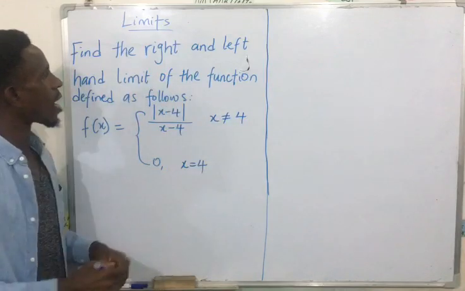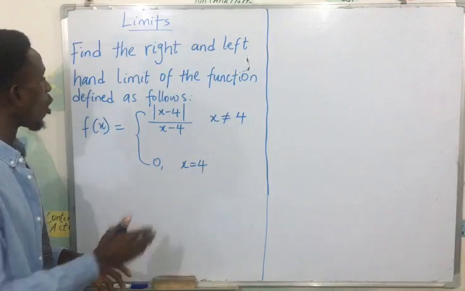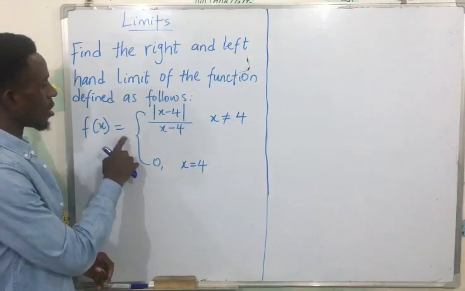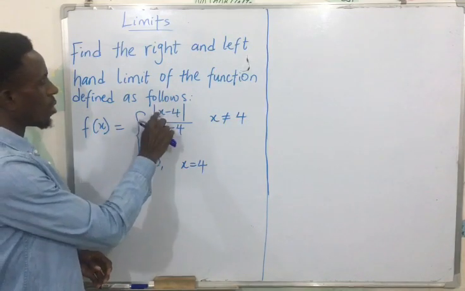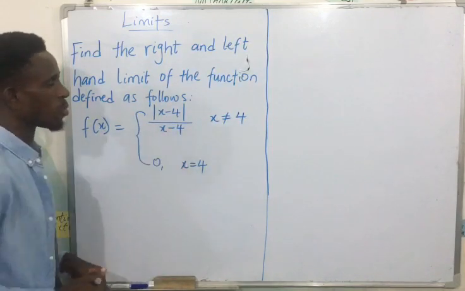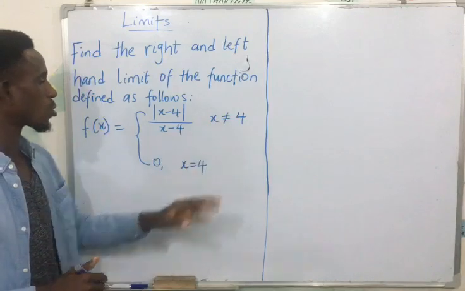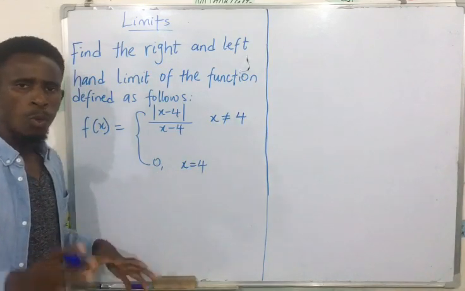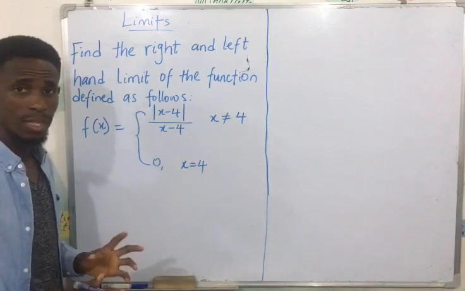Find the right and left hand limit of the function defined as follows. f of x is equal to the absolute value of x minus 4 over x minus 4 when x is not equal to 4, and 0 when x is equal to 4. We are going to check the left hand and the right hand limit.